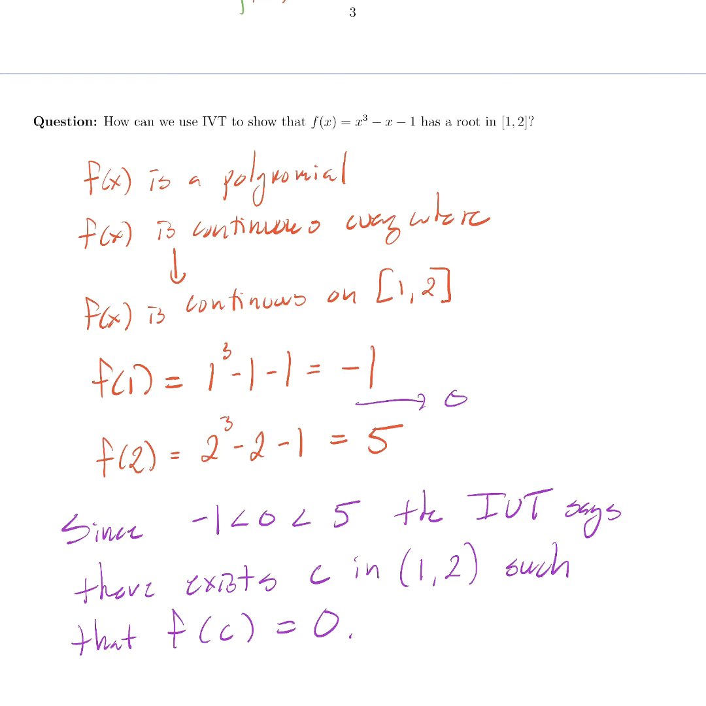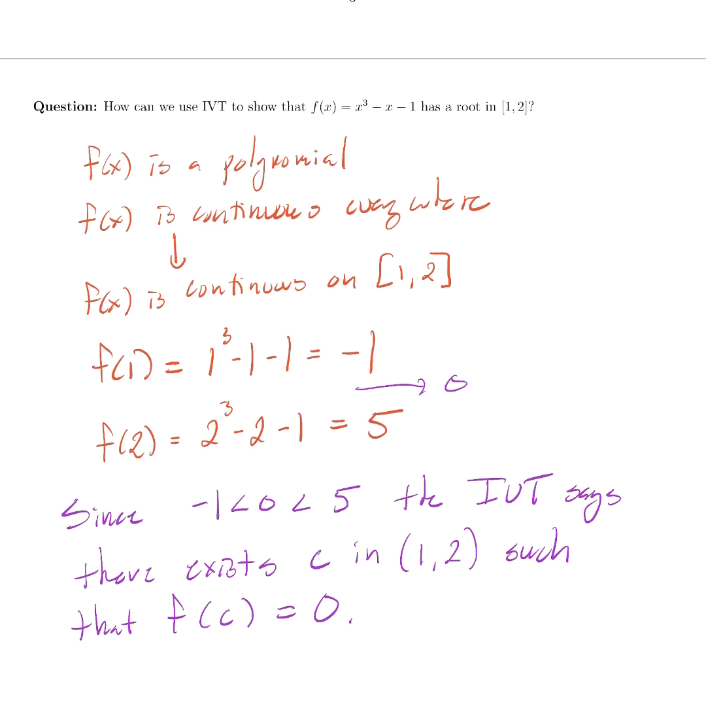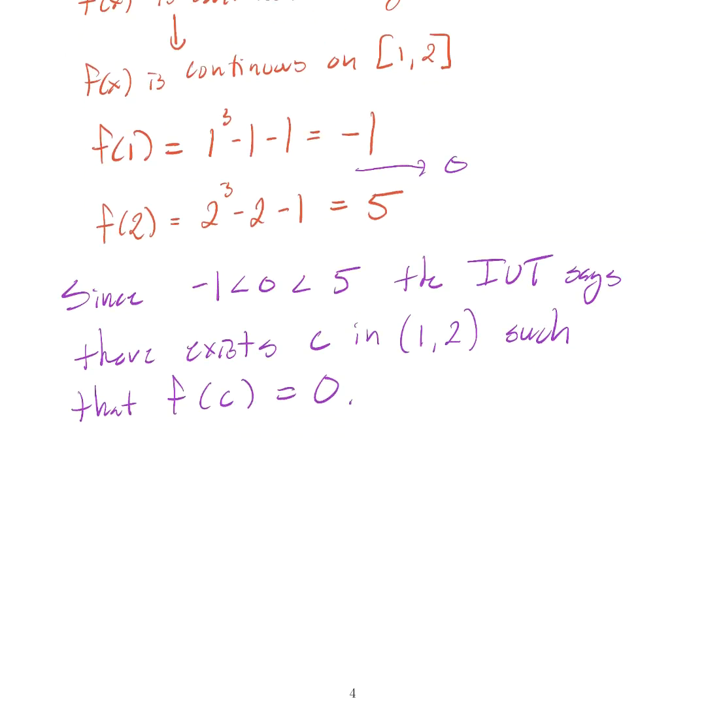It's challenging to find that c algebraically. I would probably need a computer algebra system, but I can just use the intermediate value theorem to show that it exists. So what does that mean? We know somewhere between 1 and 2, this function must cross the x-axis, right? We just showed that at 1, the output of the function is negative 1, and at 2, the output of the function is 5. And so the only way I can connect those points with a curve is if I cross the x-axis here somewhere, and f(c) is equal to 0.